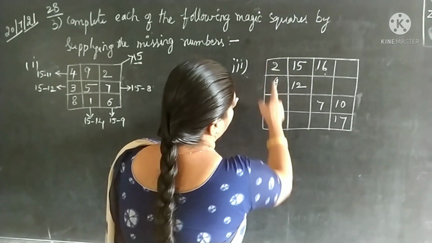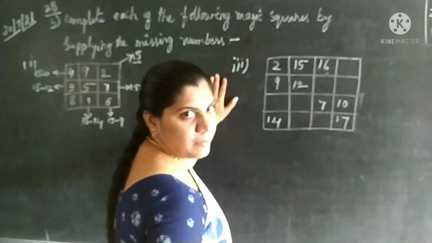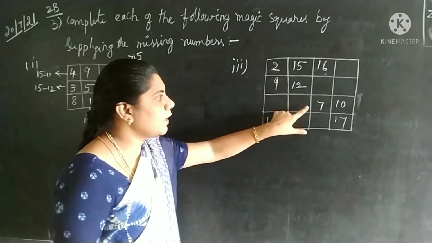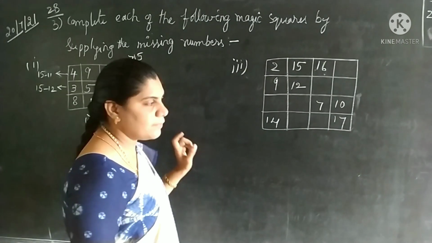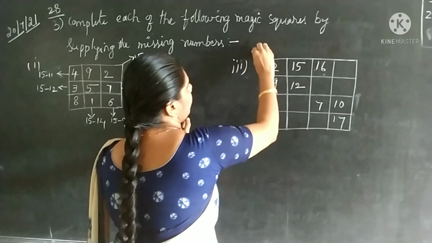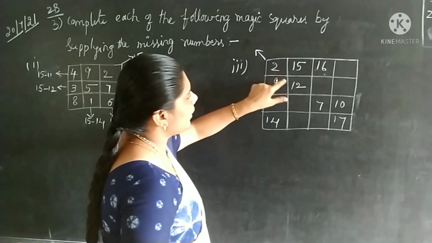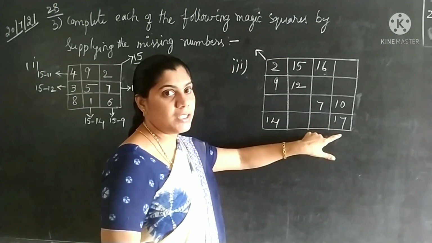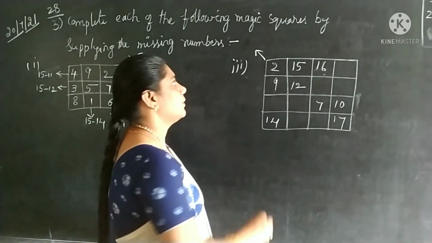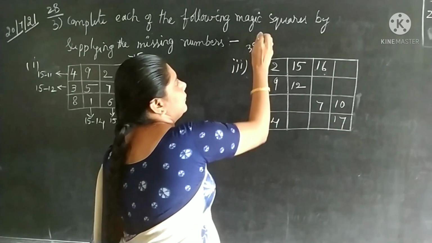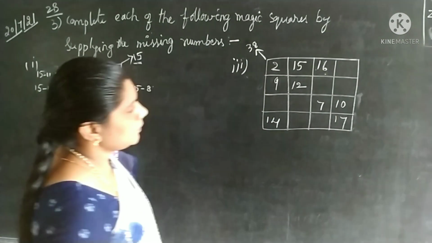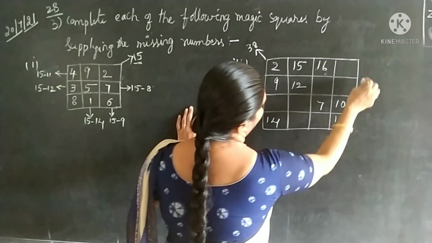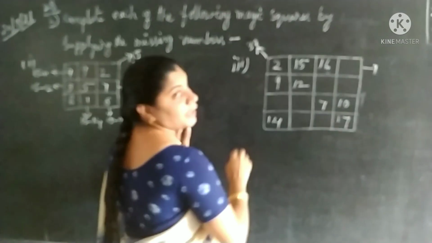Now see this one. Here also we have all the numbers diagonally. Where you have all the numbers, find out that one first. Find out the sum here. What is the sum of these diagonals? 2 plus 12, 14. 14 plus 7, 21. 21 plus 17, 38. Right. The sum of the diagonals is 38. So in each and every row you have to get 38 only.